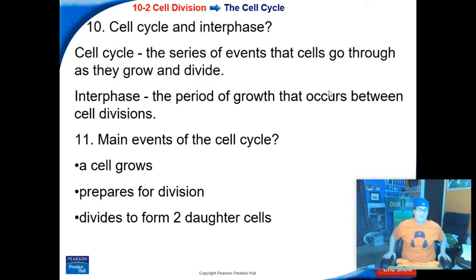Main events of the cell cycle: the cell grows. As you remember back to section 10-1, you want kind of this happy place in between the right amount of volume with surface area. You don't want too much volume, and you want to maximize your surface area. So if the cell gets too big for that, it knows it's time to divide. And then it does a preparation for division. That's when we're going to be doubling the DNA, doubling the chromosomes. And then during mitosis and cytokinesis is when we actually form 2 daughter cells.